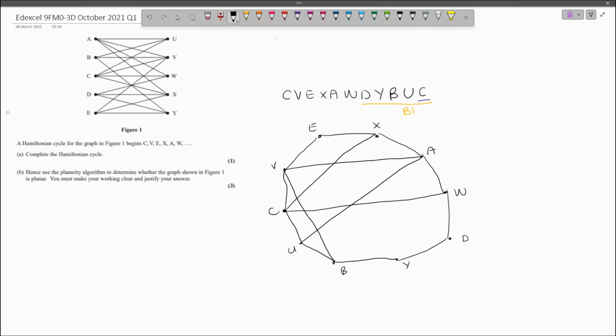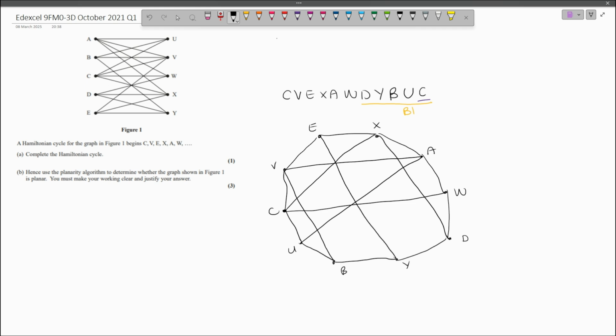On to D. D is connected to W. D is connected to X, and I need to add that one in. And finally, D is connected to Y. And last but not least, E. E is connected to V, which is on my graph. E is connected to X, which is on my graph. And last but not least, E is connected to Y, which I need to add to my graph.